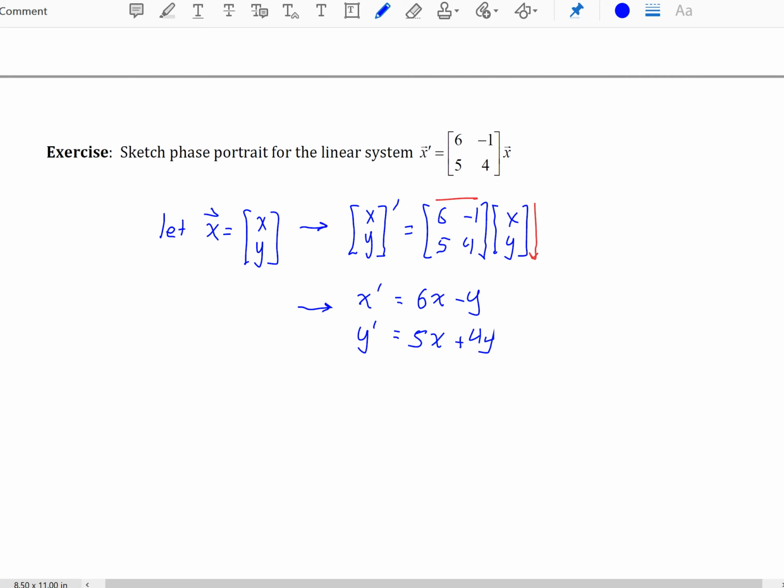Now the first thing we want to look for is our vertical null line, our V null line. Now our vertical nullcline has vertical slopes only.